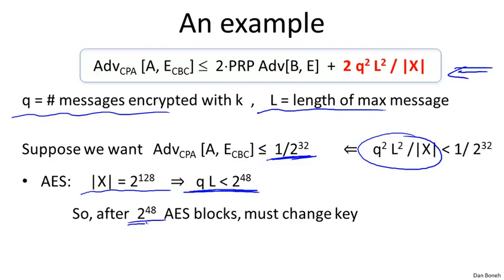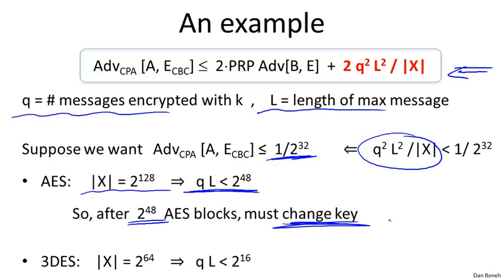This means that after we use a particular key to encrypt 2 to the 48 AES blocks, we have to change the key. Essentially, CBC stops being secure after the key is used to encrypt 2 to the 48 different AES blocks. So it's nice that the security theorem tells you exactly how long the key can be used and how frequently you have to replace the key.